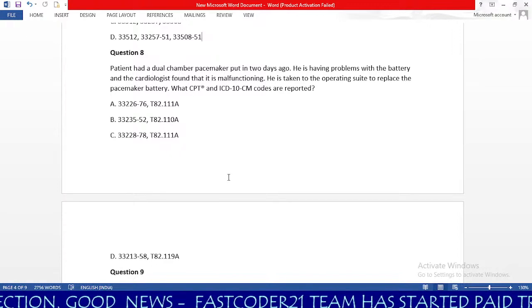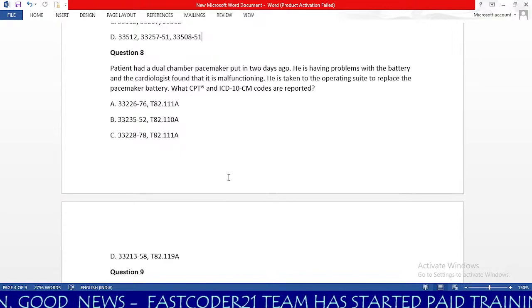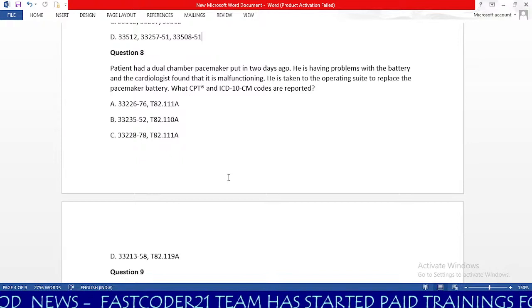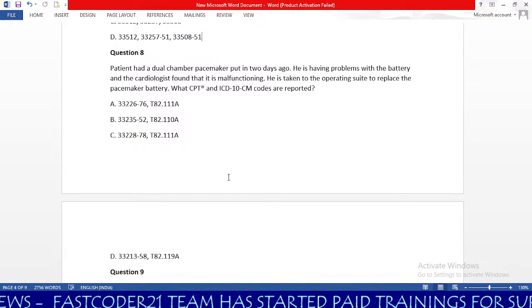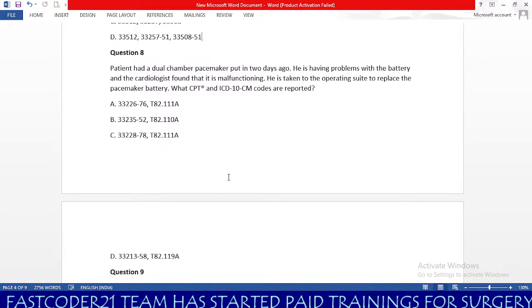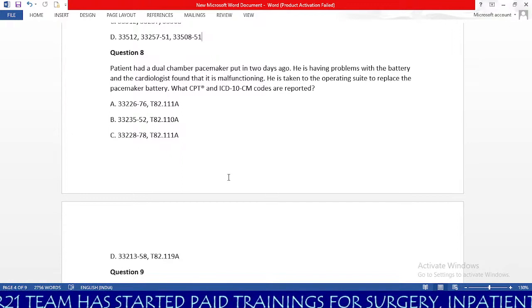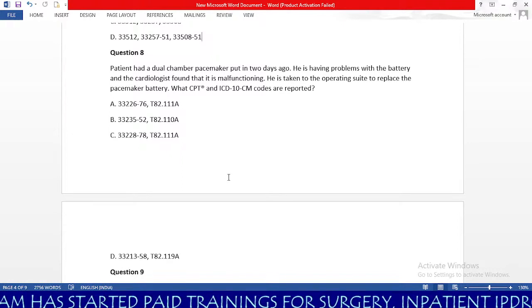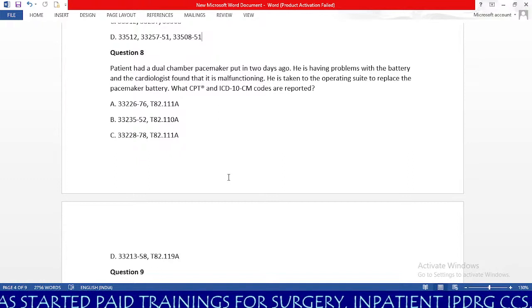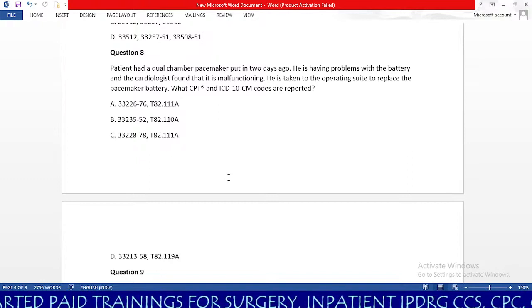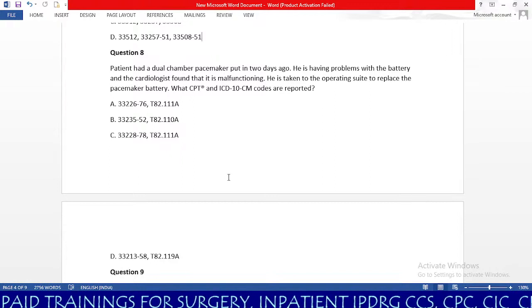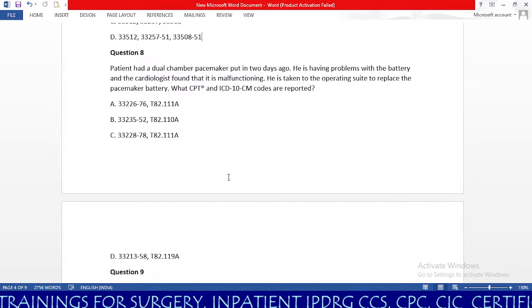Thank you, Nagatarun, Sarika, and Bobia. Here we got two, three answers. So we can go ahead and start. So guys, as I told you before, you need to master modifiers, which will make your life easy. Here, using the modifiers only, we can code this scenario. So the patient had a dual chamber pacemaker put in two days ago.